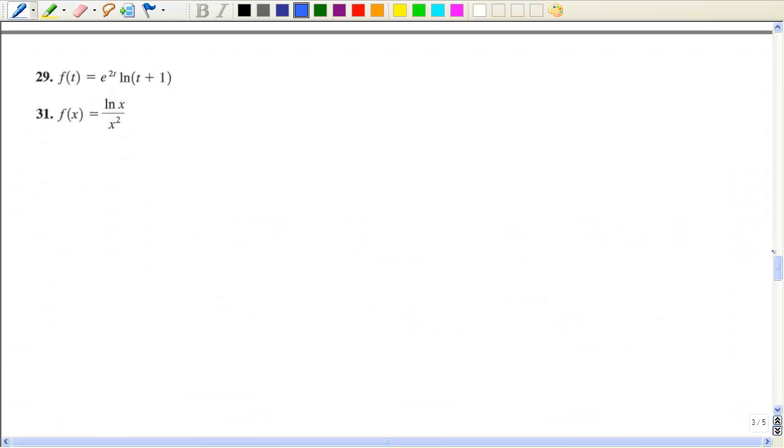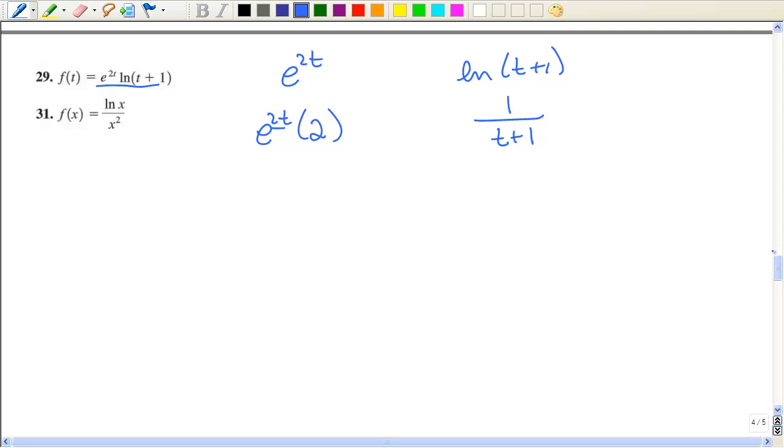All right, so now we're going to mix up some e's. So here we have definitely a product rule. We have e to the 2t. Those are my two functions. Taking the derivative of e, remember it is the original function times the derivative of the power. Here, there's a denominator. The derivative of that is 1. So I'm going to multiply and add.